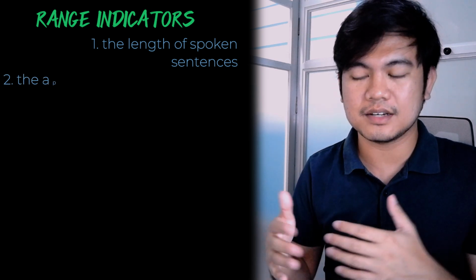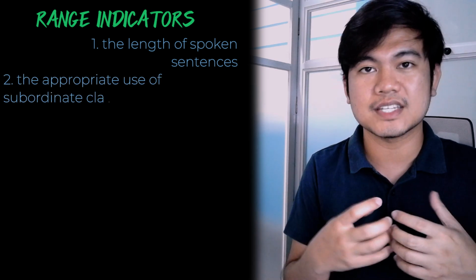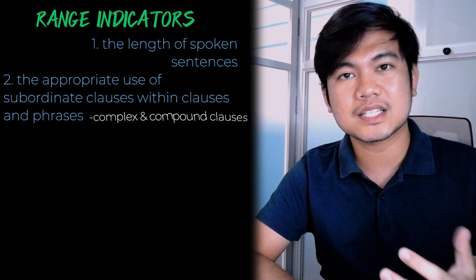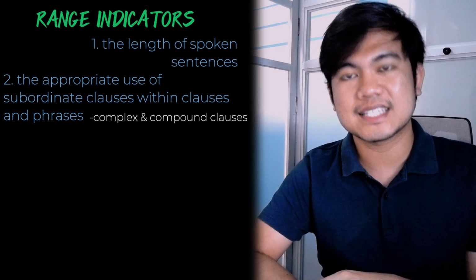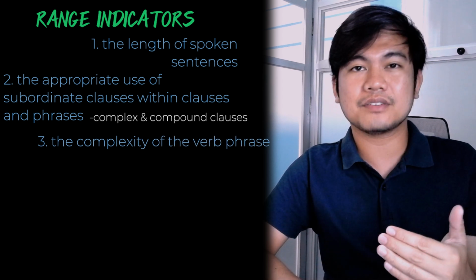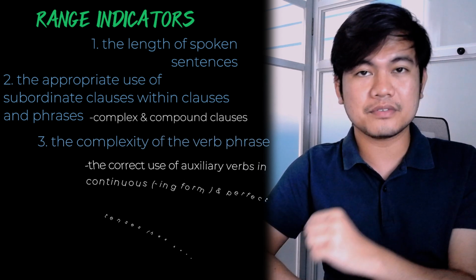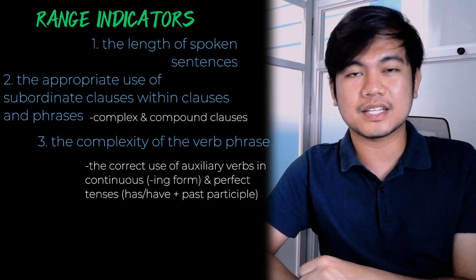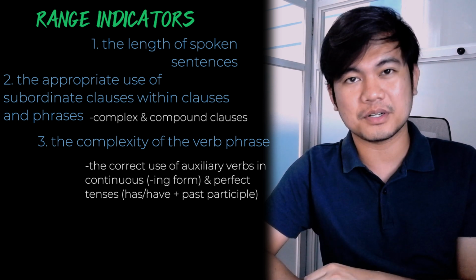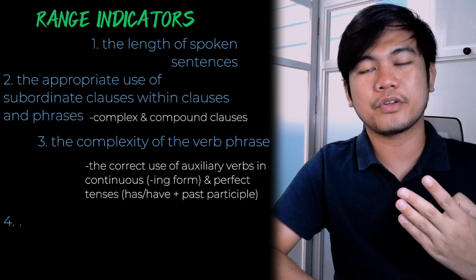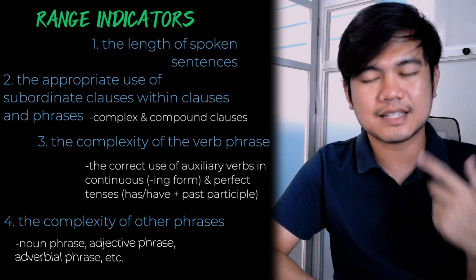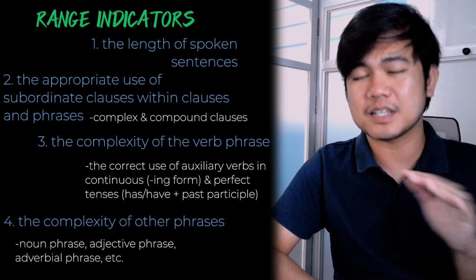Second, the appropriate use of subordinate clauses within clauses and phrases. Well, we talked about this earlier. That's constructing compound and complex sentences. Third, the complexity of the verb phrase. This covers the correct use of the auxiliary verbs in continuous and perfect tenses. Make sure you're confident about the tenses of the verb. You can't make a mistake. Fourth, the complexity of other phrases. This is the use of noun phrases, adjective phrases, adverbial phrases, and many more.